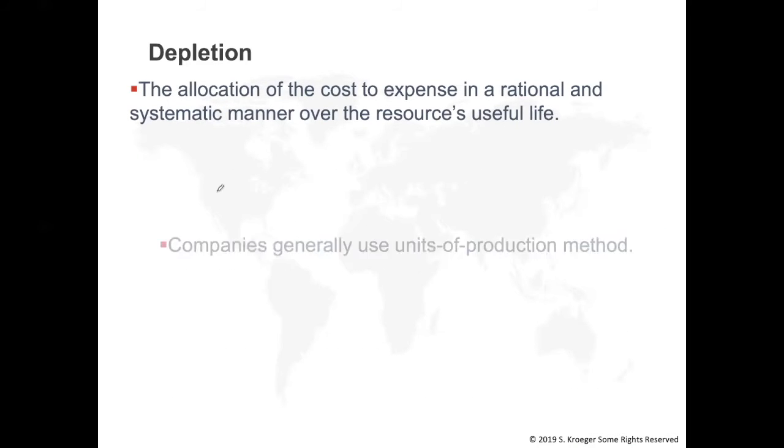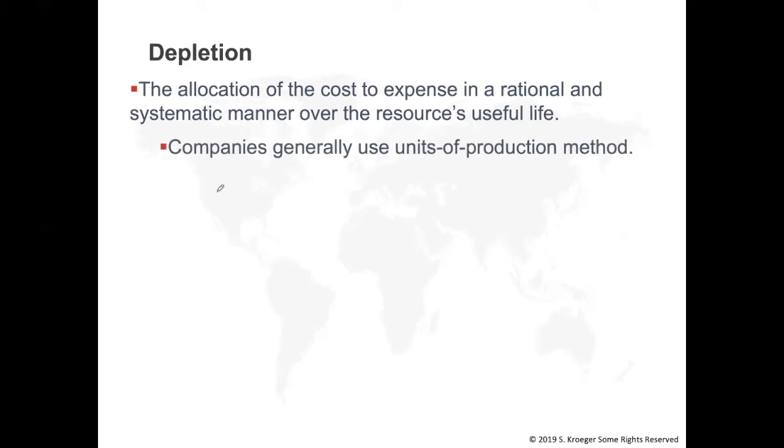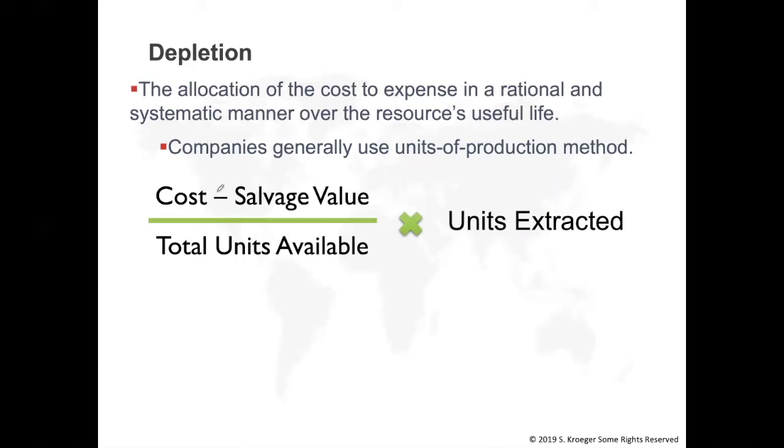Once again, we're going to deplete it using depletion expense, which is very similar to the units of production method that we learned when we were looking at the depreciation methods. It's the exact same formula, cost minus salvage value, but instead of total units of production, it's total units available, times the current units that were extracted, the current year's. Remember, this first part stays the same, and each year we'll just update the second number.